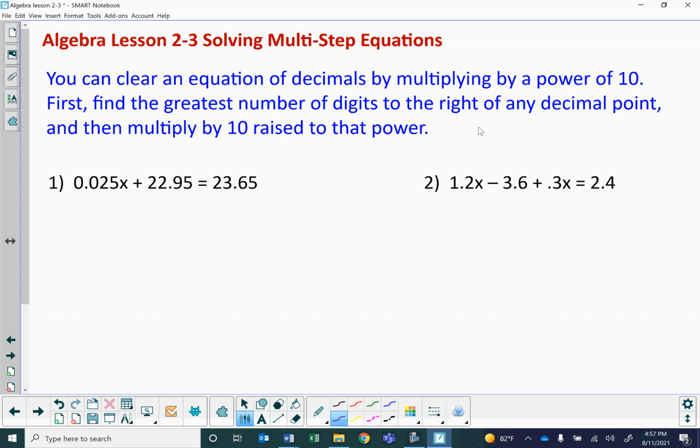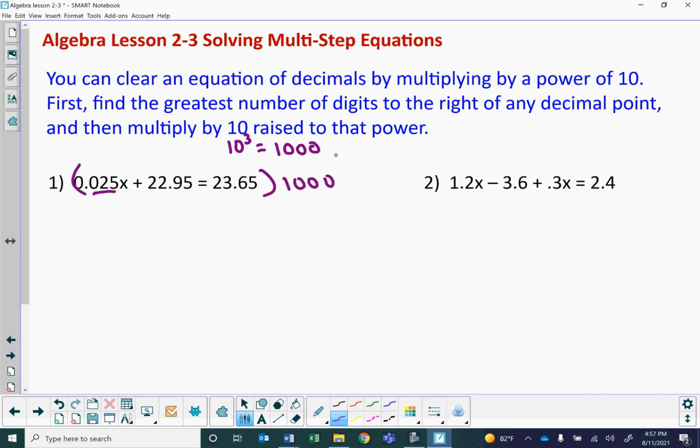For example, if we look at the first problem here, I have 0.025x plus 22.95 equals 23.65. So I have 3 places after the decimal point here, 2 and 2, so the greatest is 3. So I need to multiply it by 10 to the third, which is a 1 followed by 3 zeros, just in case you didn't know that. So I'm going to take this entire equation and multiply by 1,000.